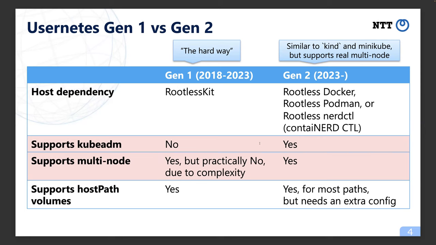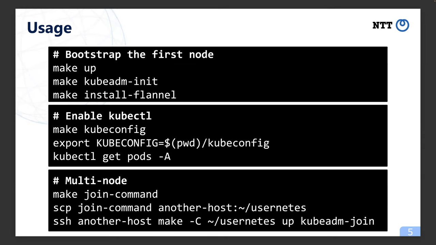So this was a huge improvement from generation one, but one of the drawbacks is that it doesn't support host path volume because the kubelet is running in a container, but you can just set up a custom bind mount to support extra host path volume. And this is the usage for Usernetes.